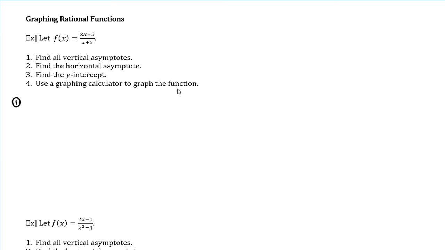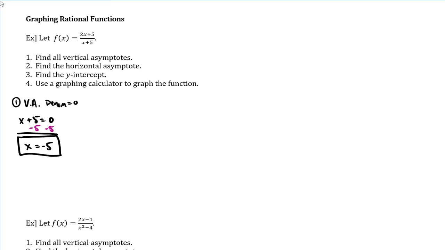Okay, but for number one, finding the vertical asymptotes. Vertical asymptotes occur when the denominator equals 0. So that means I just need to take my function's denominator and set it equal to 0, and then solve. Well, all I have to do is subtract 5 to solve, and that would give me x is -5. Okay, so there's my vertical asymptote, which we'll show in our picture when we start to graph.